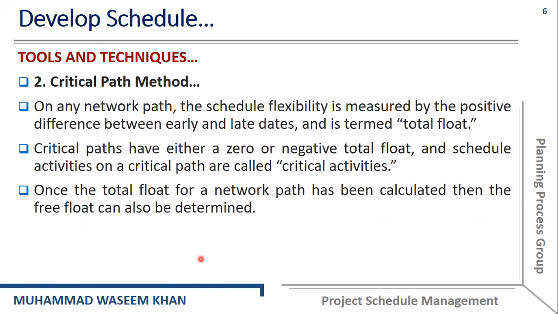On any network path, the schedule flexibility is measured by the positive difference between the early dates and late dates, and that is called the total float. Critical paths have either a zero or a negative total float. The schedule activities on a critical path are the critical activities, as we have discussed in the previous slide. Once the total float for a network path has been calculated, the free float can also be determined.